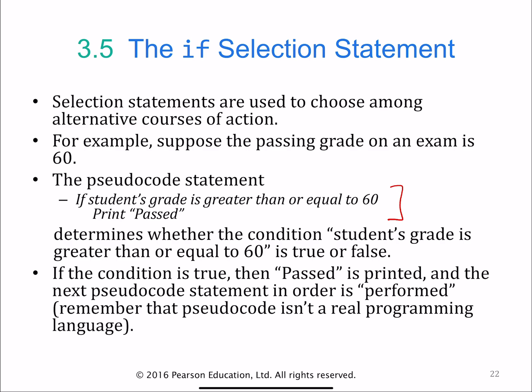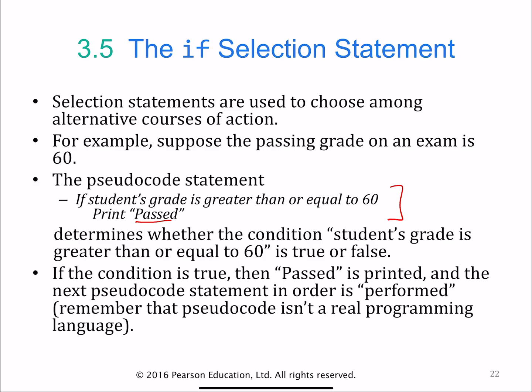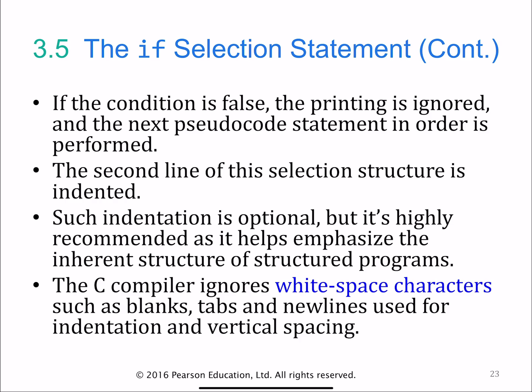The purpose of this very simple algorithm is to look at a student's grade, determine whether it is greater than or equal to 60, and if the grade is greater than or equal to 60, it'll print the string passed to screen. If the statement is true, this line will be printed, otherwise not. The program will skip to the next line.